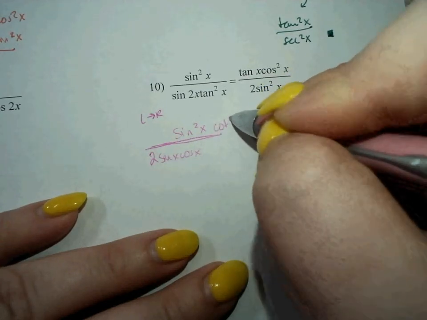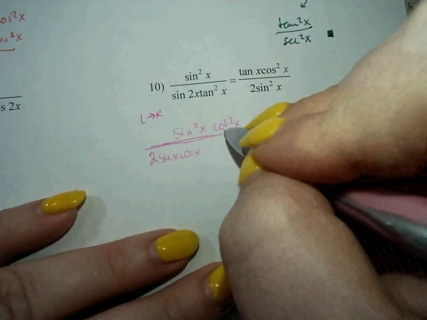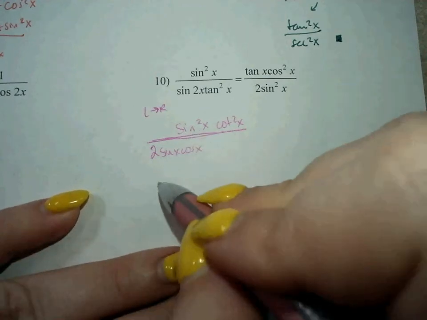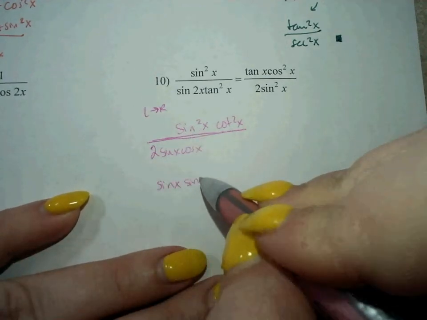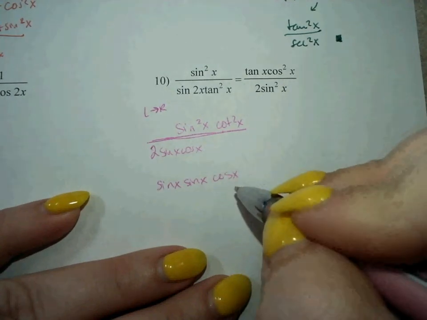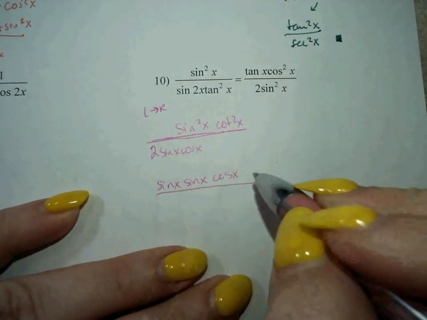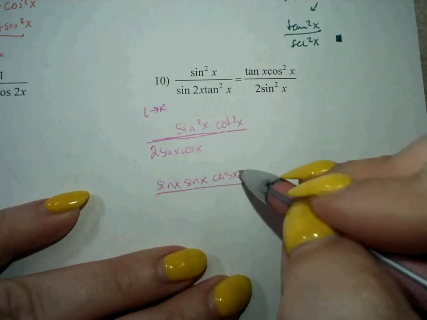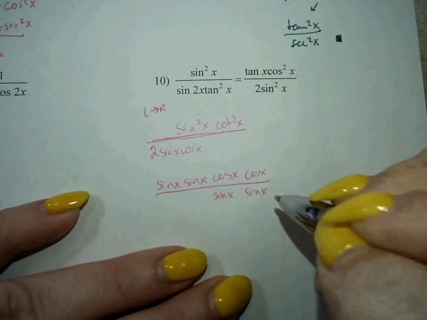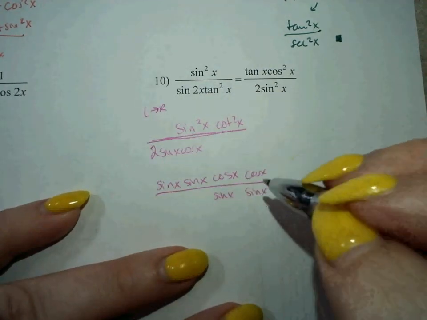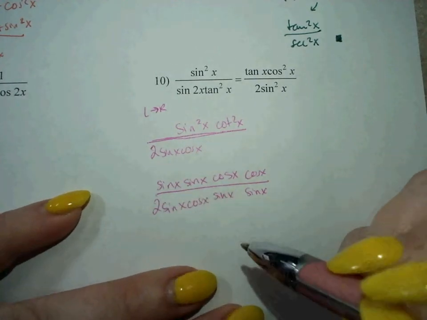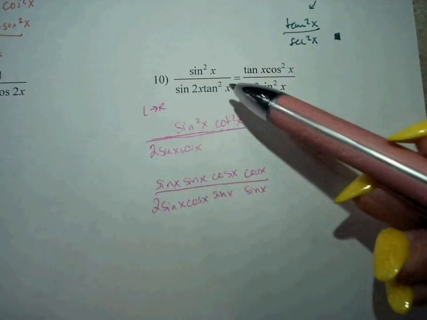And then I've got tangent squared, so I'm going to bring that up as cotangent squared. And then I think I'm going to split those up. So sine squared is sine times sine. Cotangent is cosine over sine, so cotangent squared is cosine over sine and cosine over sine. This is all just multiplication and division. And then let me put this back in the denominator: 2 sine cosine.